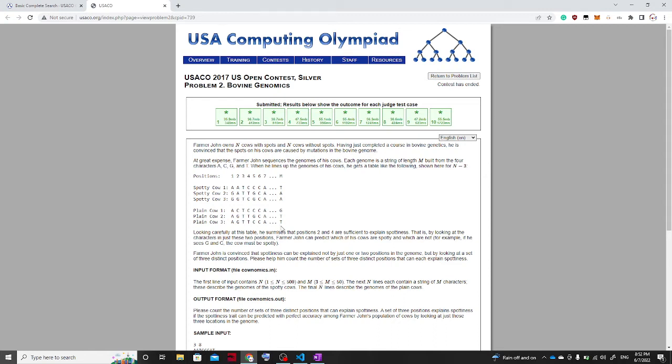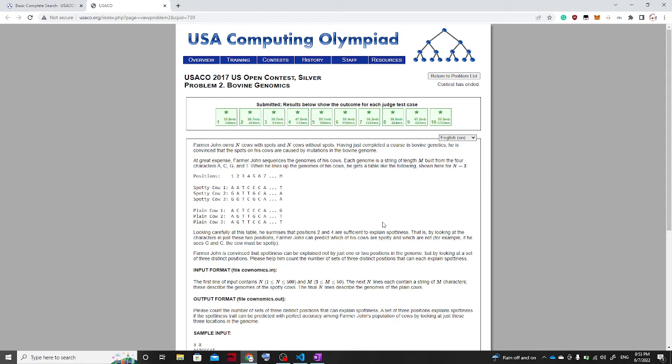Looking carefully at this table, he surmises that positions 2 and 4 are sufficient to explain spottiness. That is, by looking at the characters in just these 2 positions, Farmer John can predict which of his cows are spotty and which are not. For example, if he sees G and C, the cow must be spotty. Farmer John is convinced that spottiness can be explained not by just 1 or 2 positions in the genome, but by looking at a set of 3 distinct positions. Please help him count the number of sets of 3 distinct positions that can explain spottiness.